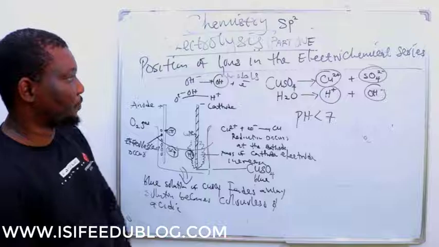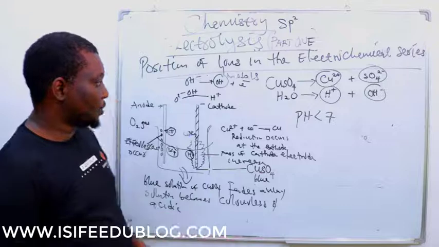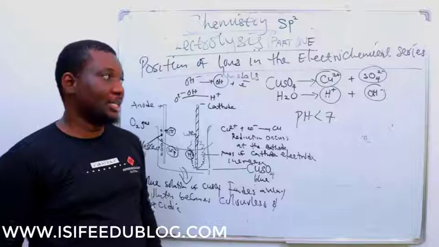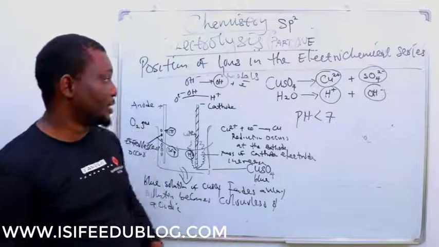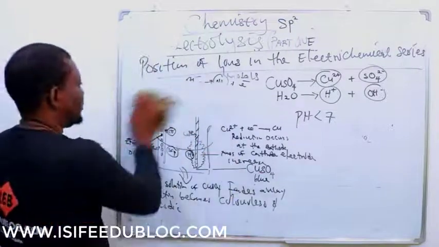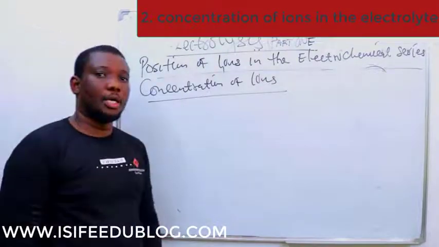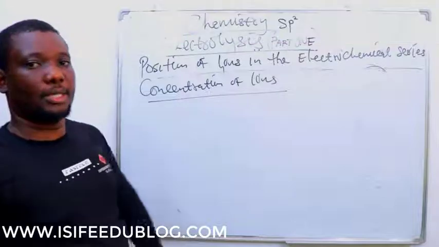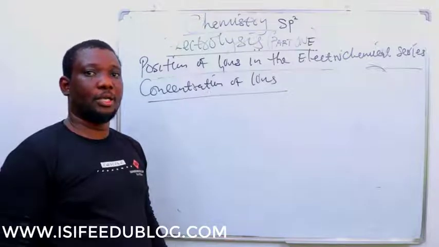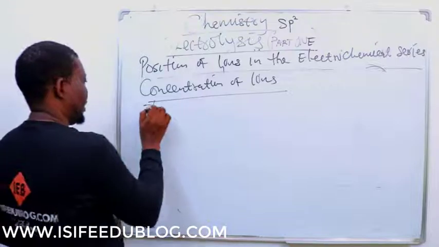That is on the issue of preferential discharge in terms of position of the ions. I would like us to look at another factor affecting it, which is the concentration of the ions in the electrolyte. How does concentration of ions affect discharge of ions? I think I have to quickly talk about that in this video. Now, in the electrolysis of concentrated sodium chloride, or molten sodium chloride, or brine, let's look at it.